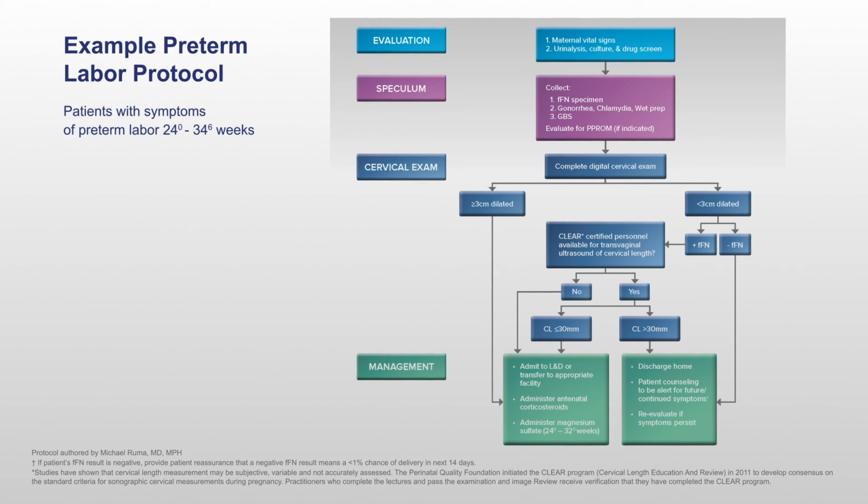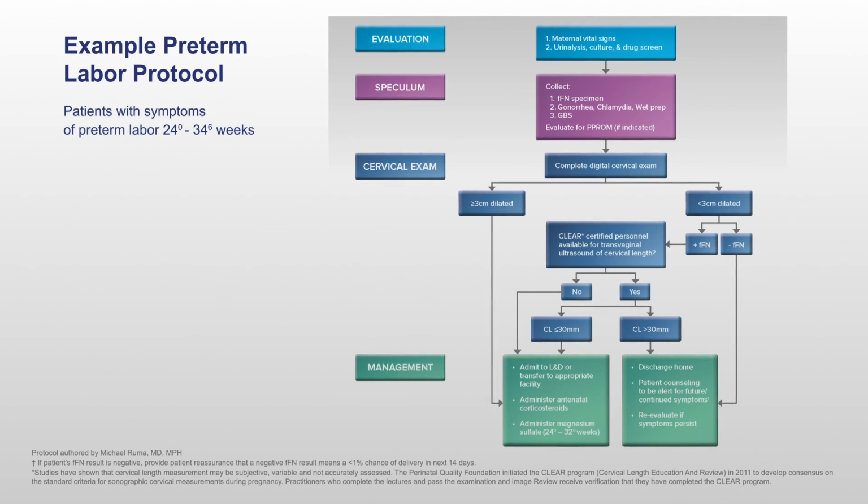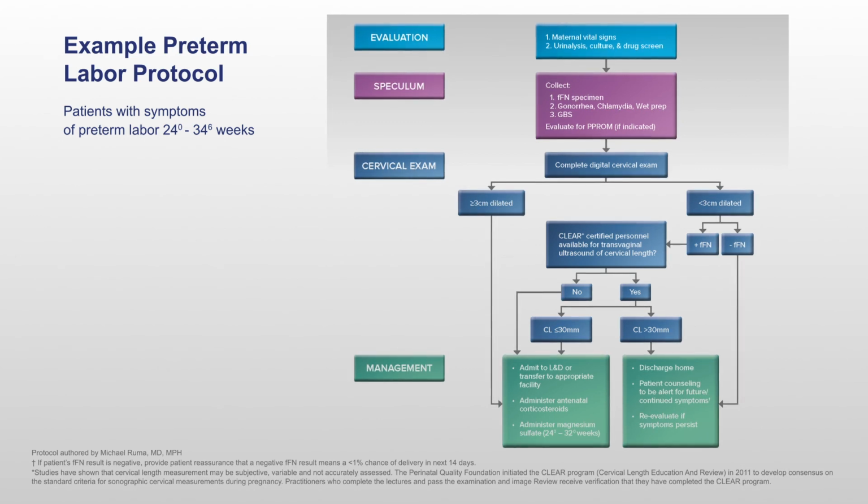The takeaway on this algorithm is that we don't always have all of our tools available 24 hours a day, 7 days a week. Vaginal ultrasound, as I told you before, requires unique and special training. And maybe your institution doesn't have a CLEAR certified person that's available to do that vaginal ultrasound. And so if it's unavailable, I'd recommend that you complete fetal fibronectin testing and utilize the positive and negative results of the fibronectin test to direct your management.